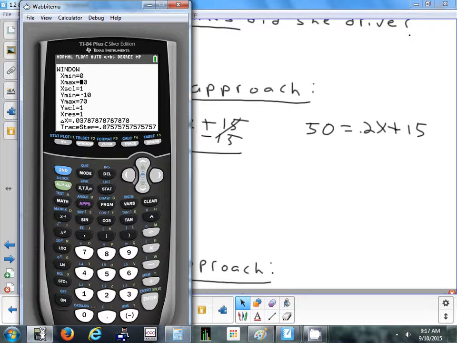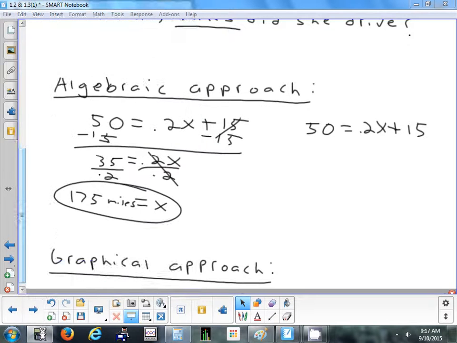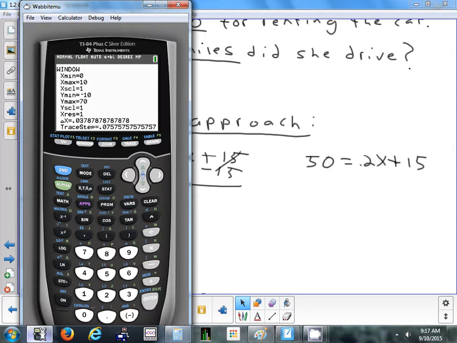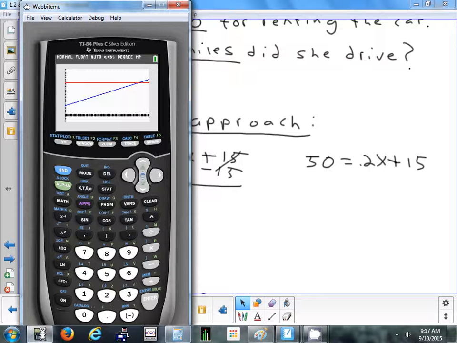And technically, we already know the answer to this problem. How many miles does she have to drive? We already know it's 175. So again, don't type 175 in for max. Go a little beyond it. Now, if you didn't know it was 175, here's where you might be doing a little guessing. You'd put in a number, hit graph, see if it looks okay. If it doesn't, try again. That's fine. That's a good window. We can see where they're crossing.